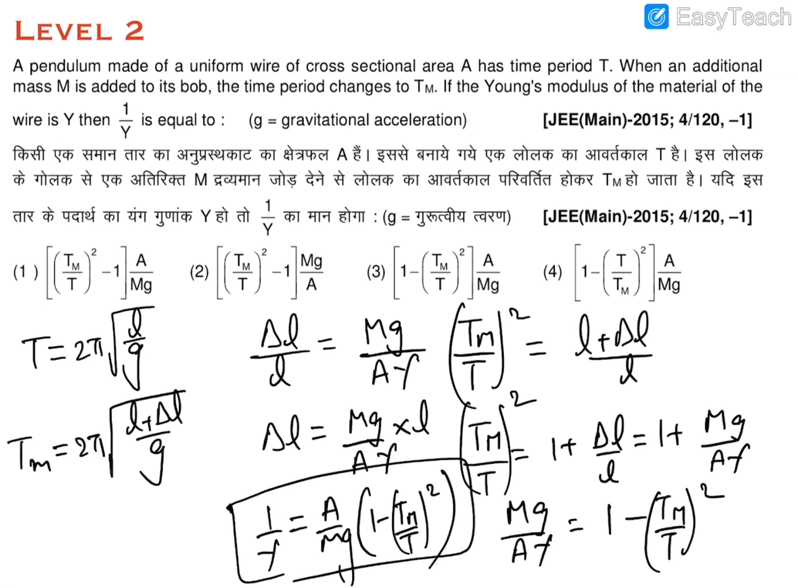So this is the value of 1 by gamma. In fact this is minus 1 and this is plus. So the correct option will be option number 1. Now we move on to the next question.